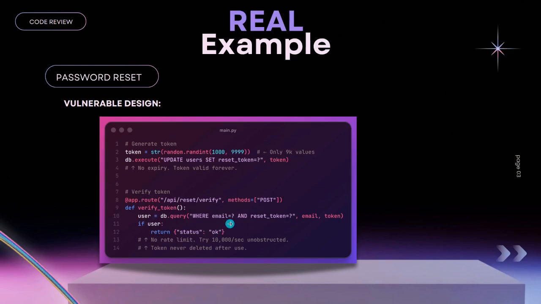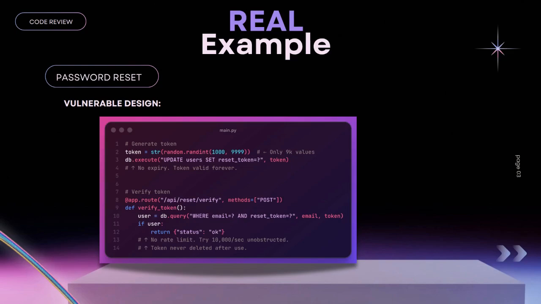And then look at this endpoint. There is no rate limiting. An attacker can send 1000 requests per second and the server just accepts them all, and there is also no expiry check either.